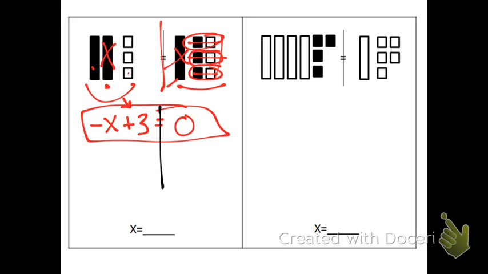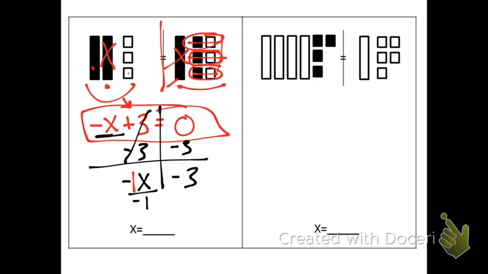First step, I want to get the x by itself, so I'm going to subtract 3 from both sides. These will cancel. I'm left with negative x equals negative 3. Now, remember, you're never allowed to be left with a negative x. So I need to divide by negative 1. I'm just going to treat it like I really have negative 1 times x here. When I divide by negative 1, that gives me the positive x that I'm looking for. Then I do the same thing over here. Negative 3 divided by negative 1 keeps my number but changes my sign, so x is positive 3.